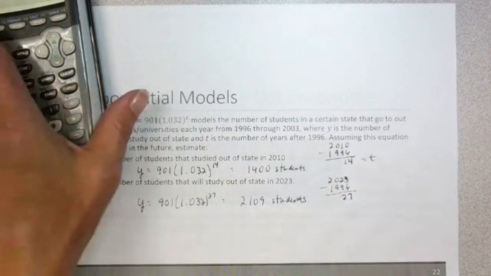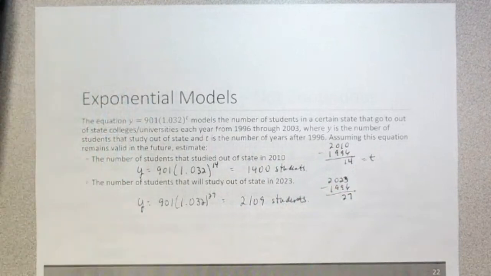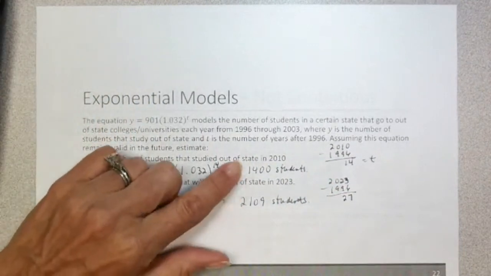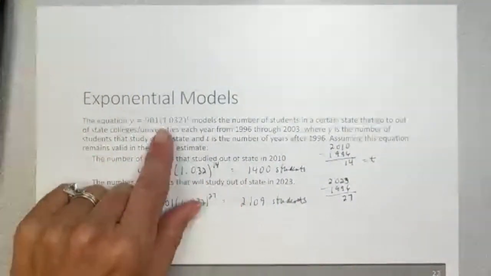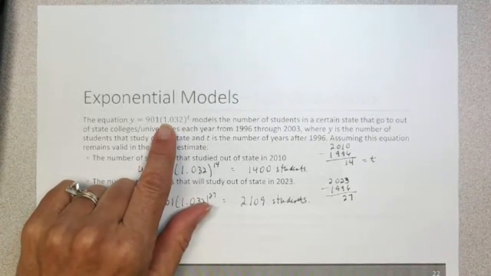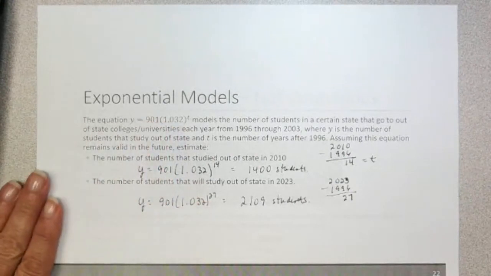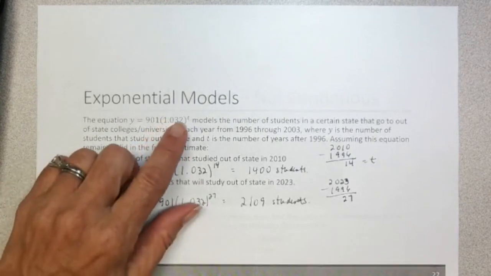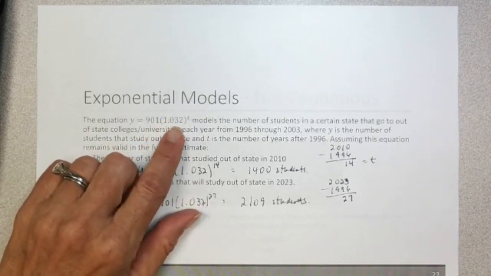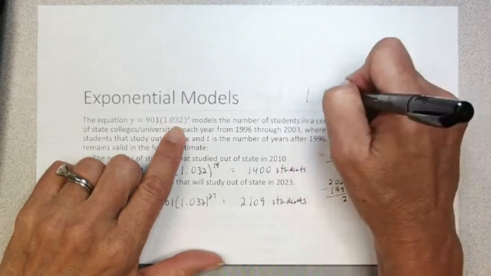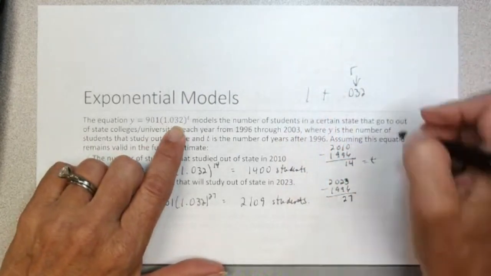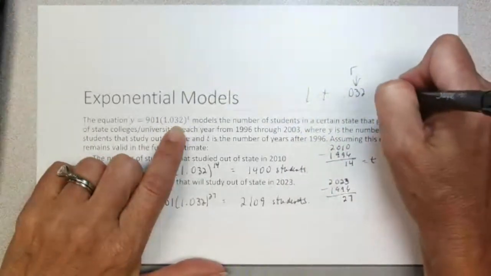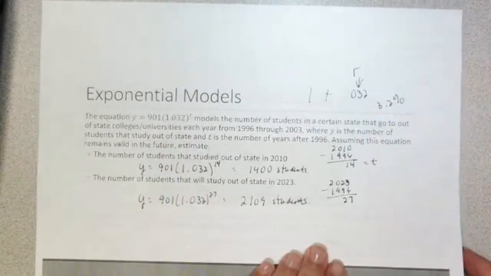Is this an exponential growth or an exponential decay model? Clearly, the output of the function is growing, right? It's exponential growth, getting bigger. Also, that base is greater than 1, so I should expect it to be exponential growth. What is the growth rate here? Well, it's 1.032, so it's 1 plus 0.032. There's my growth rate, 0.032, or 3.2% if I write it as a percentage.